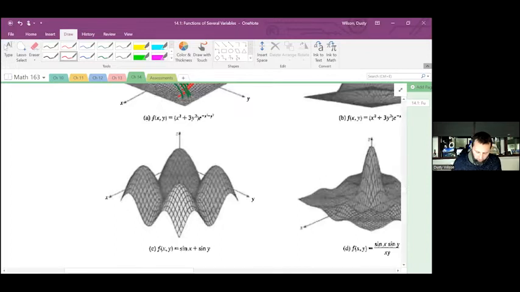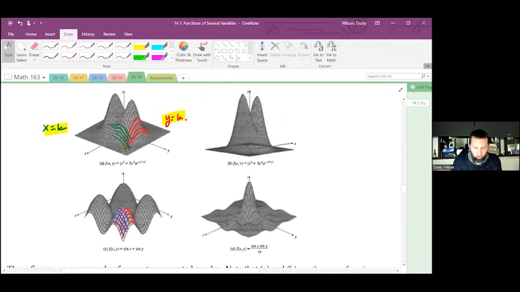Here, once again, you have the traces with y equals k, and then we could also have the traces with x equals k. And these need to be equally spaced along the x-axis and along the y-axis in order for this to look right. At the end of the day, using technology, we can make some pretty amazing looking graphs. These are just a few.